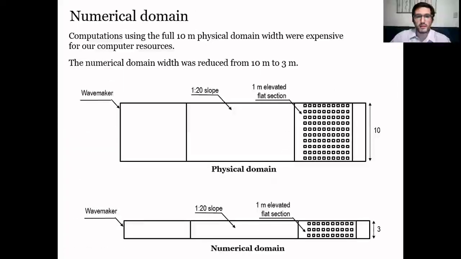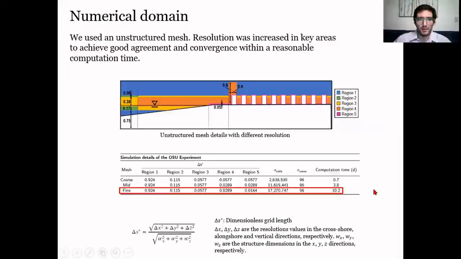So our numerical domain had to be reduced from a 10-meter width to a 3-meter width domain because it was computationally too expensive for our computer resources. With an unstructured mesh, the resolution was increased in key areas. For instance, in the surroundings of the buildings, we placed most of the resolution because we really wanted to solve the flow there and capture the loads as accurately as possible.